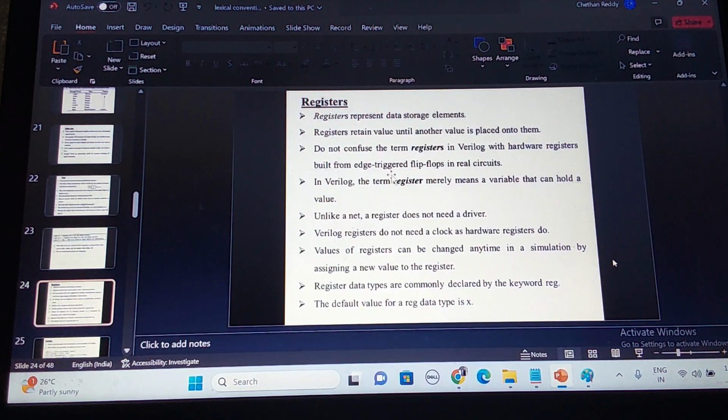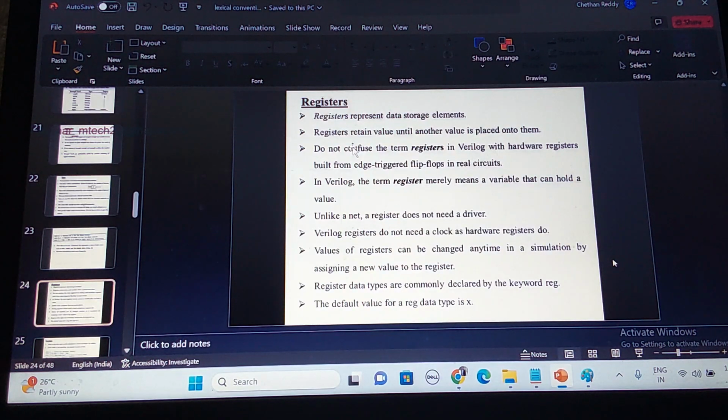Those are edge triggering flip-flops in the real circuit. So this is totally different from what you have studied about registers in digital system design. Those are designed using flip-flops with a clock mechanism. These registers are capable of storing a value until a new value is given to the register.